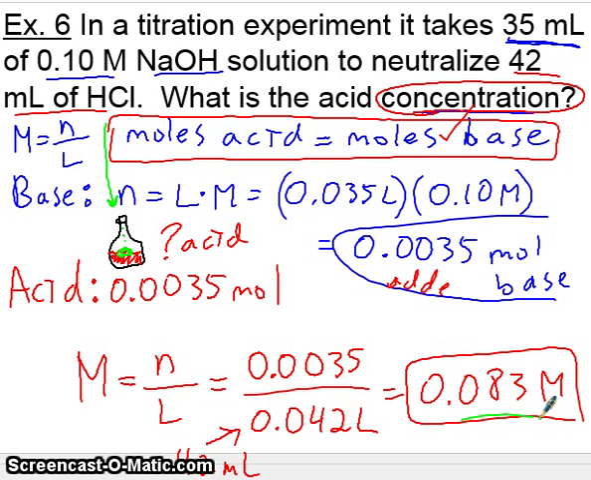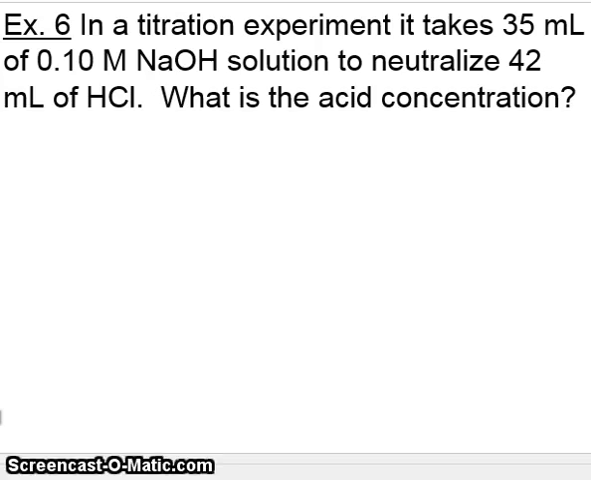So you could do this sort of thing with acids and bases. You can actually use this technique with many other reactions. As long as you know the relationship between the two reactants, you can do this technique. So try to do a few of these on your own, and we will see you in class.